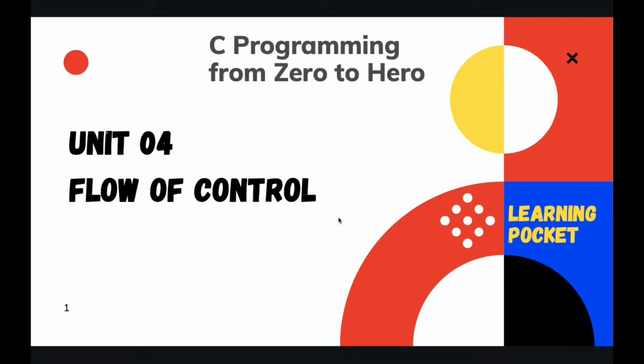Hello everyone and welcome back to Unit 4, Flow of Control. In this unit we have completed the selection and the branching statements, or you can say we have completed the if-else and the switch statement itself, and we have practiced a question for if, and now it's the turn for the switch statement.